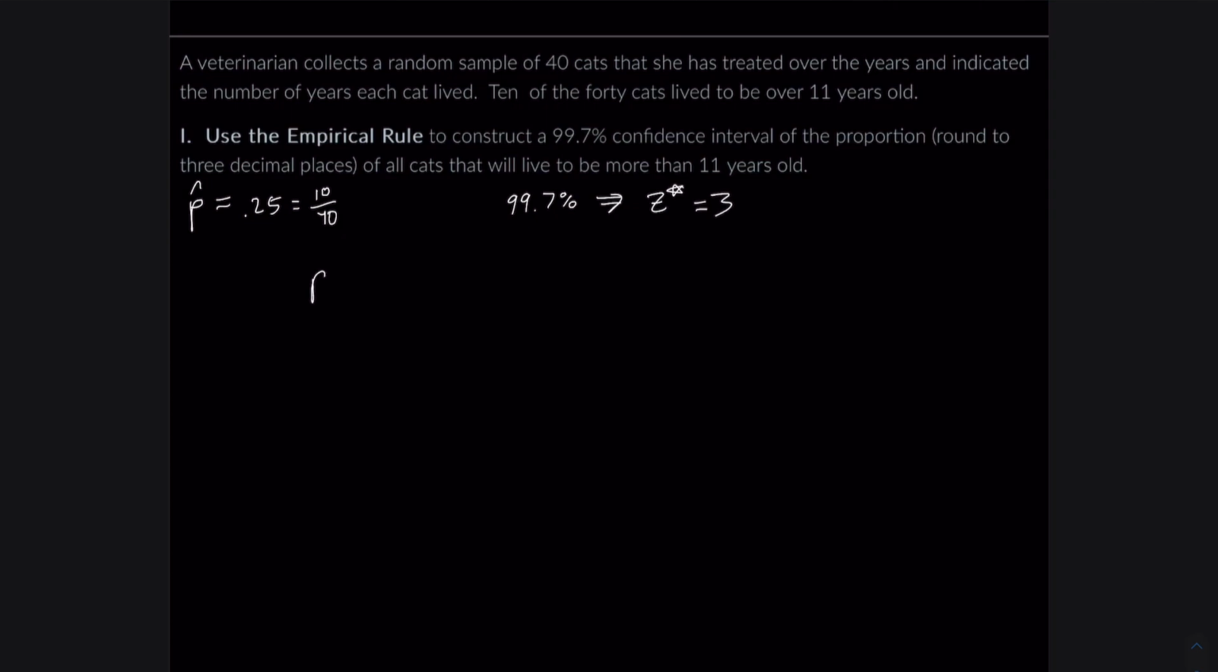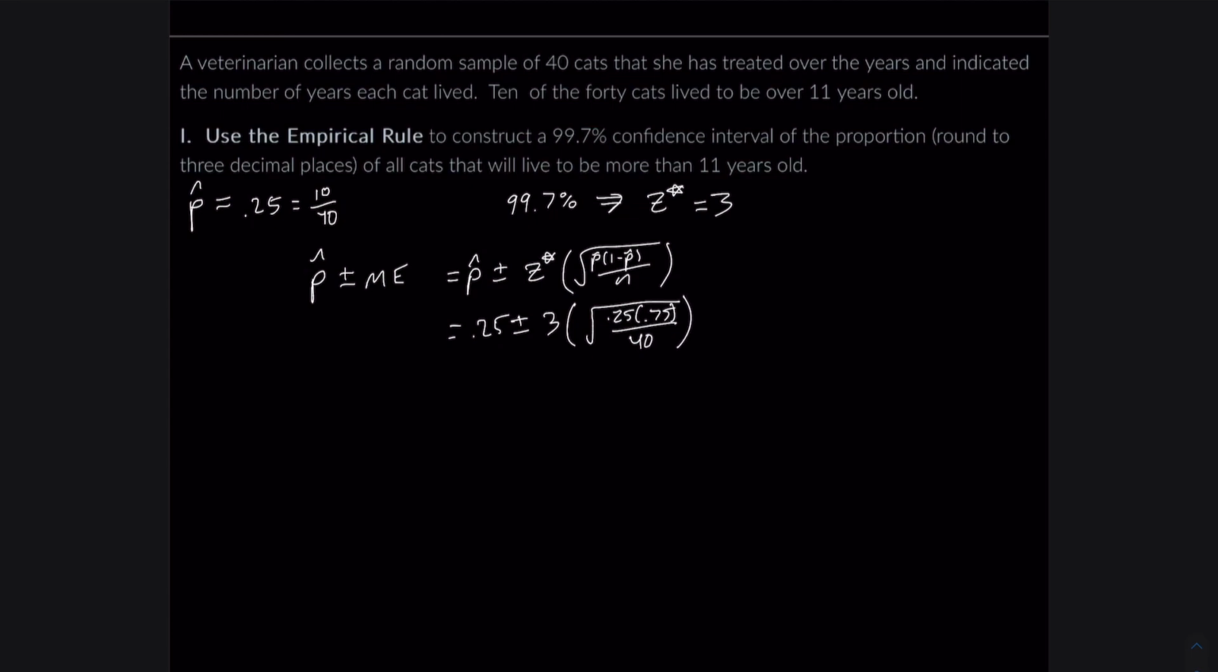Now we would need to construct the confidence interval. It's p hat plus or minus the margin of error, and this is the same thing as p hat plus or minus Z star times the standard error for a proportion, which is equal to the square root of p hat times 1 minus p hat over n. For the rest of this problem we just fill that in. So this would be 0.25 plus or minus 3 times the square root of 0.25 times 0.75 over n, and n was 40.